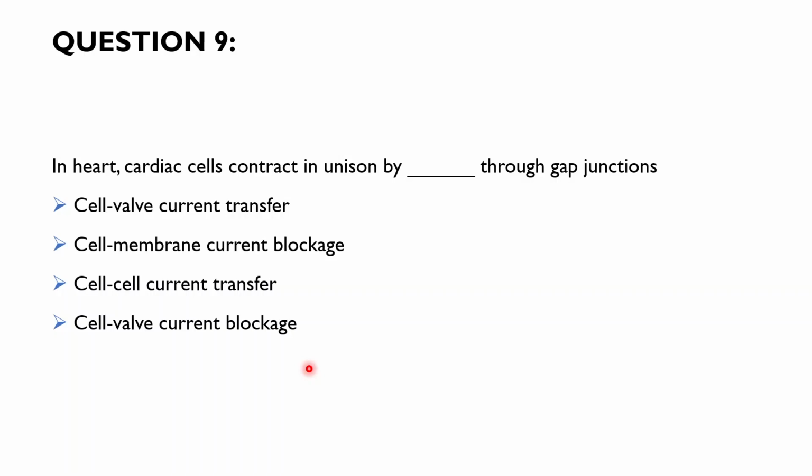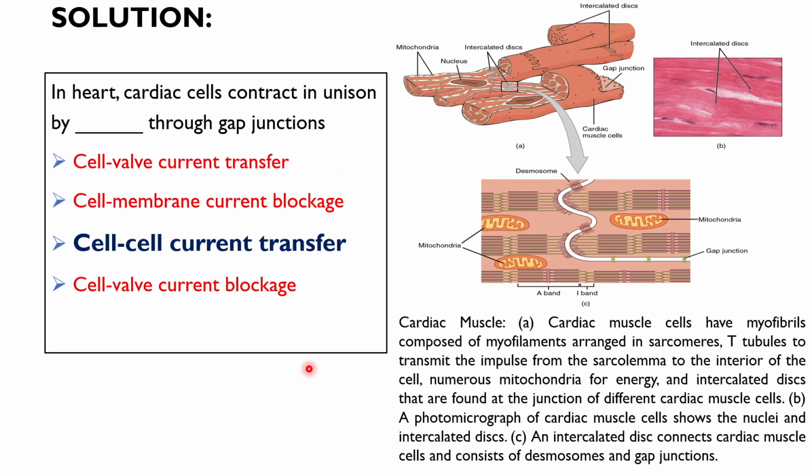So one of you has written that the right answer is cell current transfer. So let's see what the right answer is. Yes, the right answer is cell current transfer. So as I was discussing, the cardiac muscle cells are also referred to as the cardiomyocytes. They are arranged somewhat in this form, as you can see in this adjoining figure.